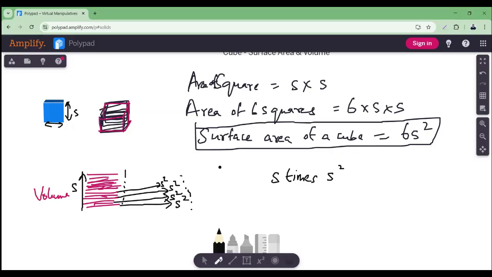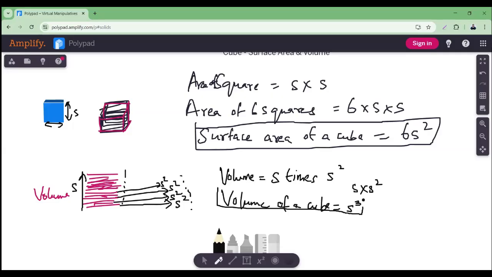That means the volume of the cube is given like this. Volume of a cube is nothing but s into s square. S times s square means s into s square. That's nothing but s cube. So this is the volume of a cube.